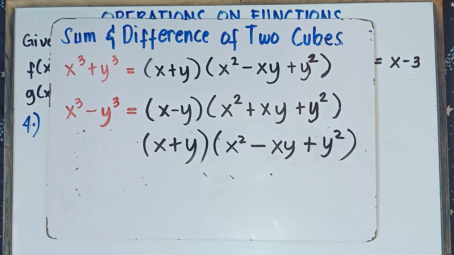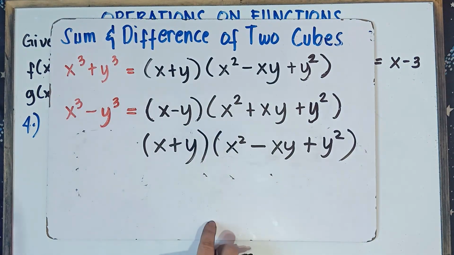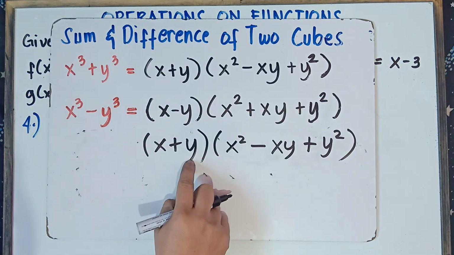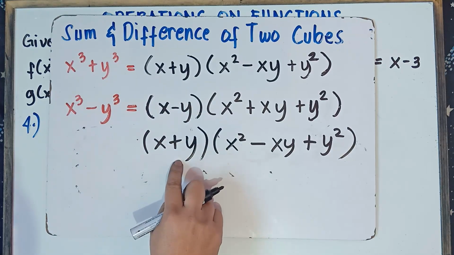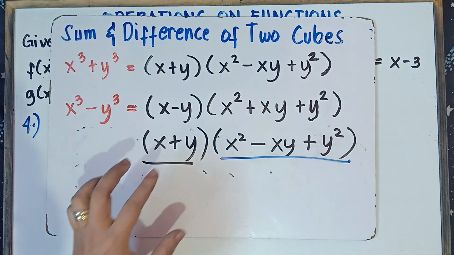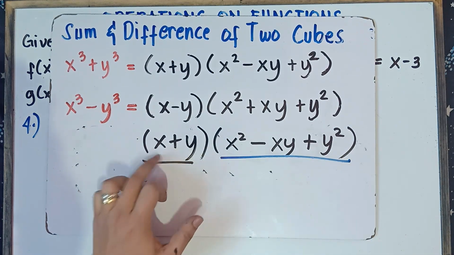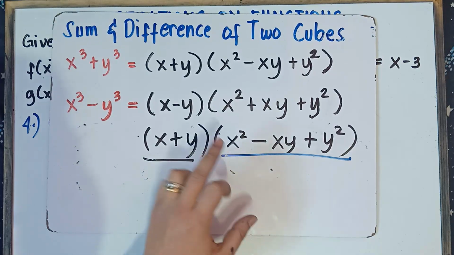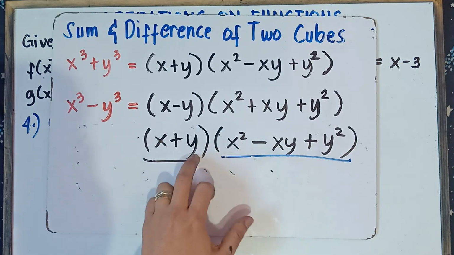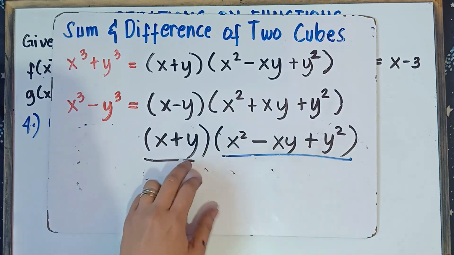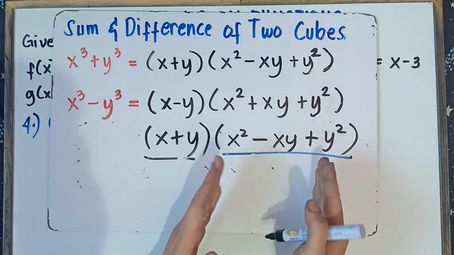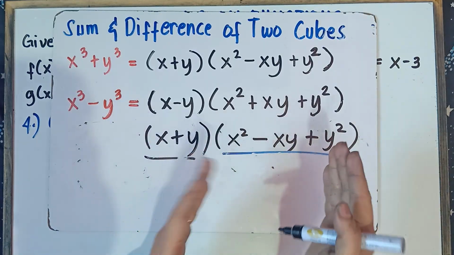That's it, class. That's the factor of the sum of two cubes. Cube root of the first term, x. Cube root of the second term, y. Copy the plus sign. This will be your first factor, and then your second factor, you will base that on your first factor. Get the square of x, x times x, that would be x squared. That would be positive, negative. Multiply the first term and second term, x times y, that would be xy. Get the square of the second term, y times y, that would be y squared. So your second factor should be positive, negative, and then positive.